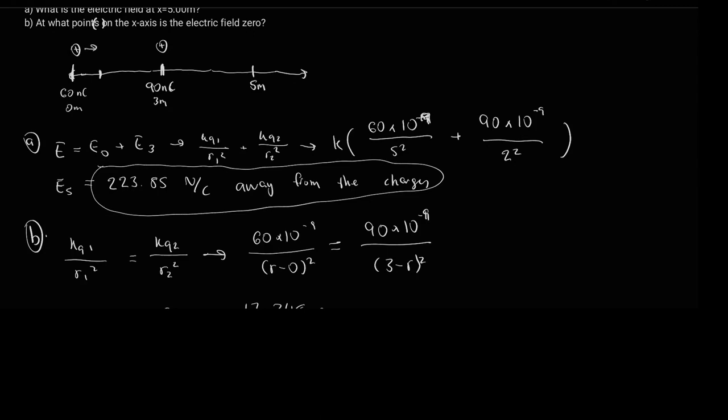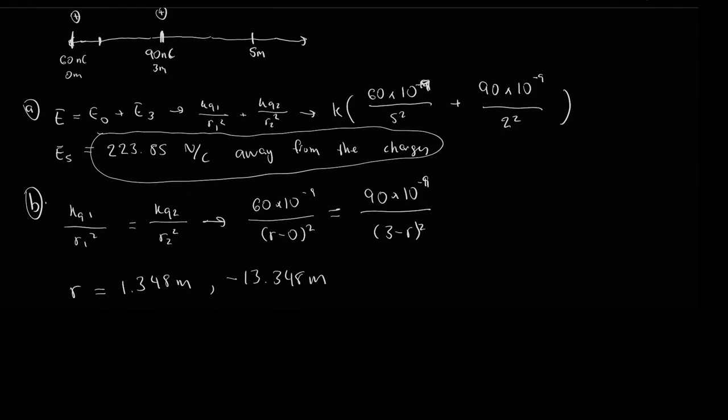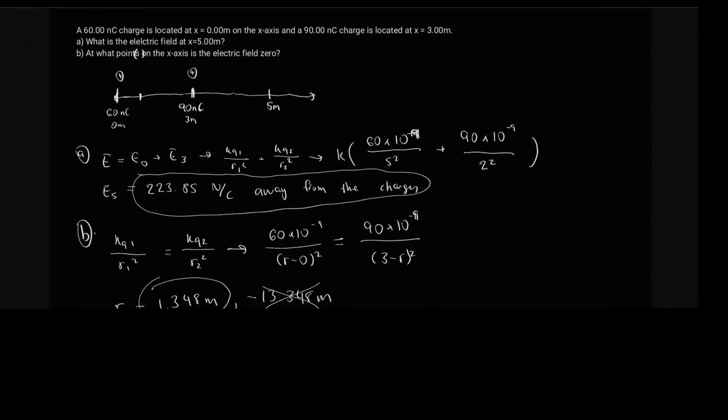So 1.348 meters makes sense because it's around over here. This is pushing this way, this is pushing this way, so it makes sense that it would be zero in between this area. However, negative 13.348 meters does not make sense because that would be somewhere over here, where this is pushing this way and this is pushing this way. It's the same thing as at 5 meters: they simply add together to make a larger electric field. So that negative value is not an answer. Therefore, it's only 1.348 meters. So that's the question.